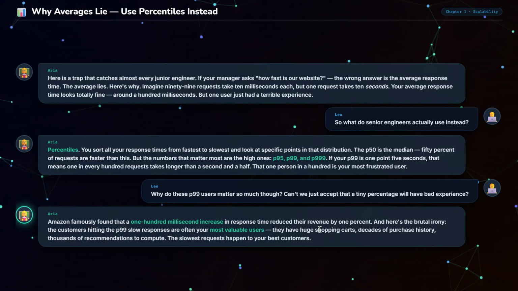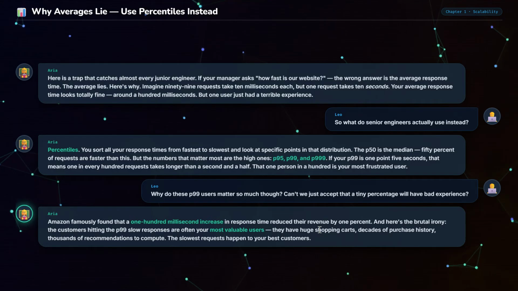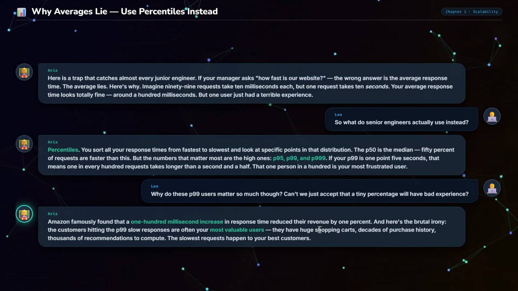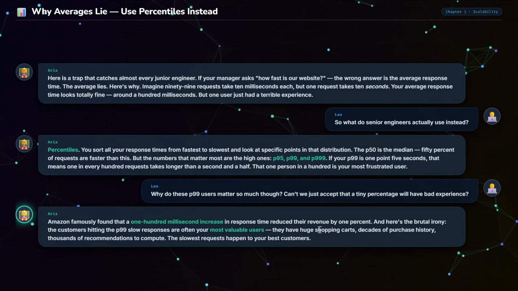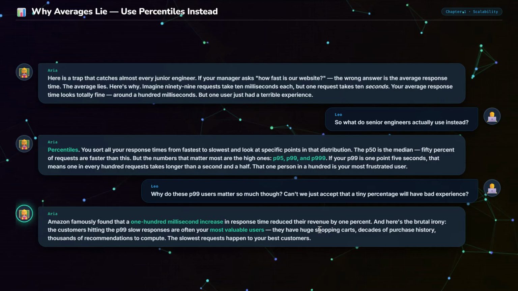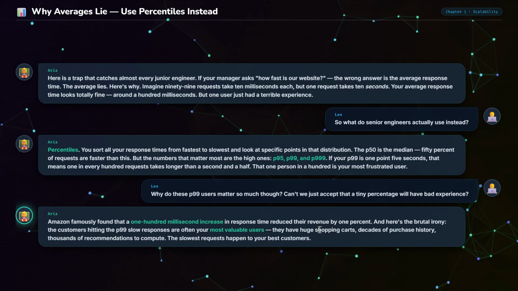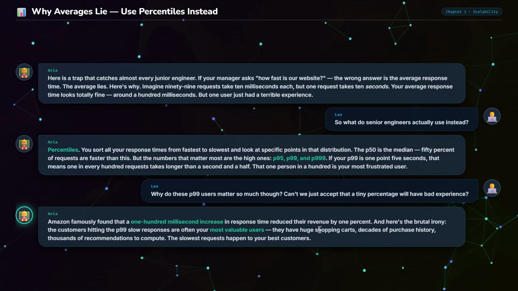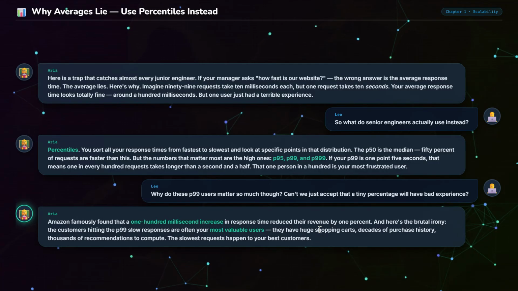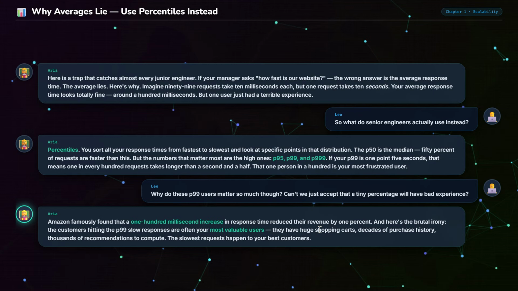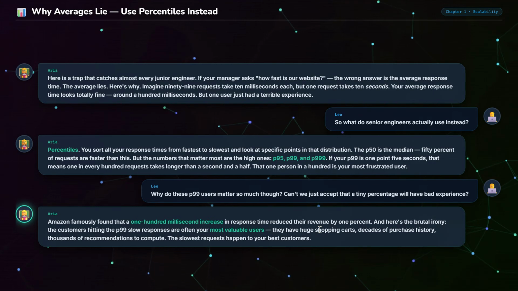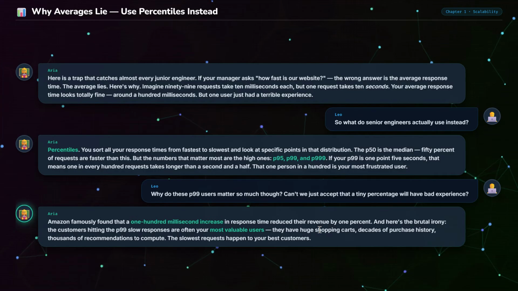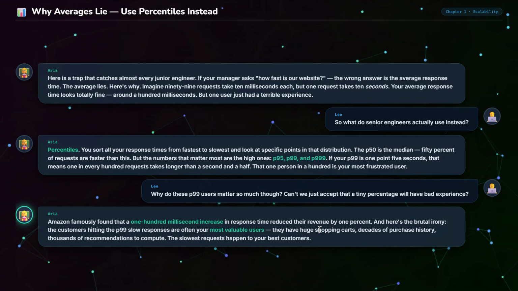And here is the cruel irony. The customers hitting those P99 slow responses are very often your most valuable users. They have enormous shopping carts, years of purchase history requiring complex personalization, and thousands of product recommendations to compute. The slowest requests happen to the highest value customers.